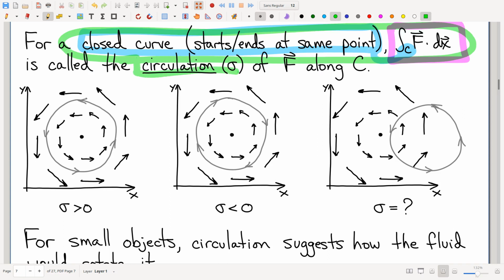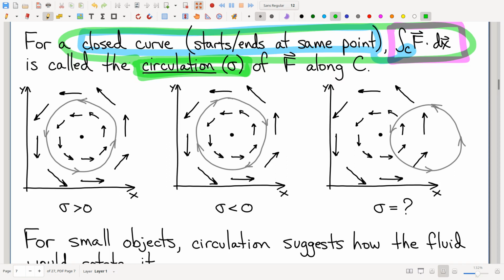And in this case, altogether, we call this circulation. So circulation just means vector line integral, where the integrand represents the velocity of a fluid, with the asterisk being that it has to be a closed curve.